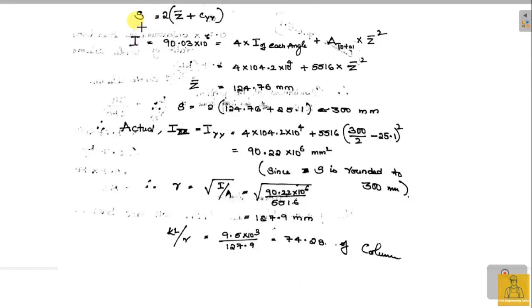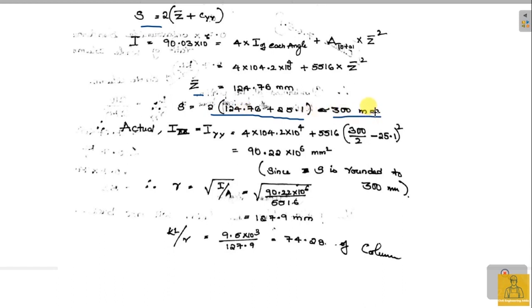So since we found out the value of S from the Z bar, you now have to calculate the actual IZZ and IYY, because I have got something like this. 124.76 plus 25.1 will give you around what value? 124 plus 25 is 150, and a little bit less than 150, into 2. So it is not exactly 300. It is going to give around 294, 296. But I have rounded off to 300 mm.